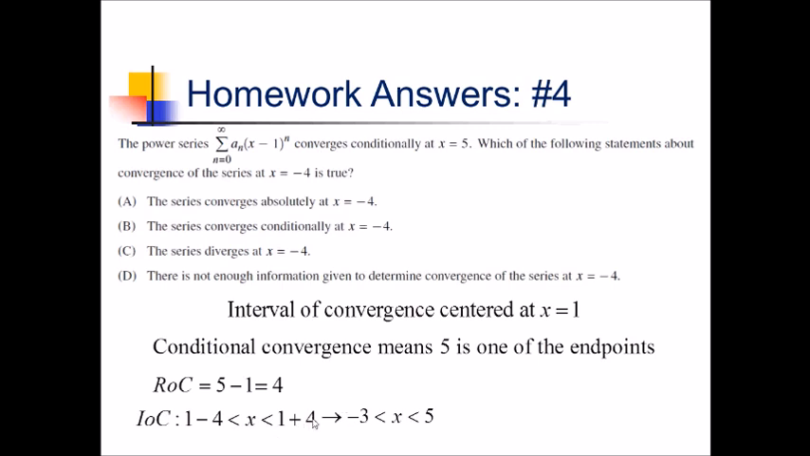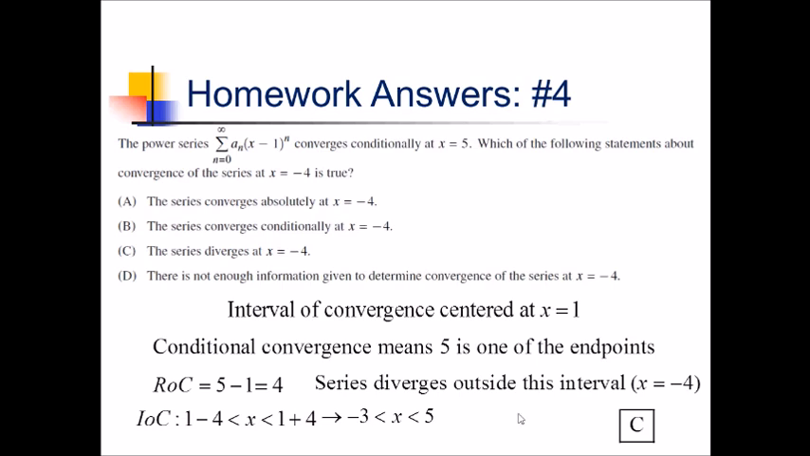Change this from a 5 to a 4. There we go, -3 to +5. All right, so let's take a look now at -4. Since this is the interval of convergence, we're not really sure about what's going on at either of these endpoints, whether it's converging or diverging. But one thing we do know for sure is that anything outside this interval is going to diverge. So since we're diverging outside this interval, for example at x equals -4, we can say that we're diverging at x equals -4 for a certainty. So that would be choice C.